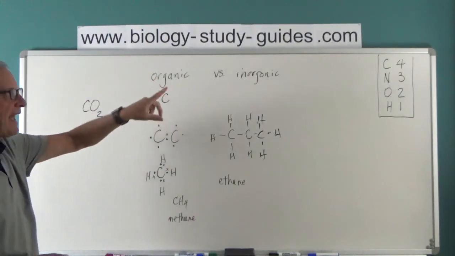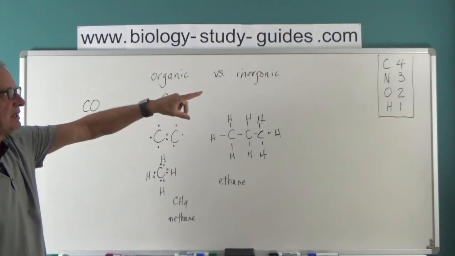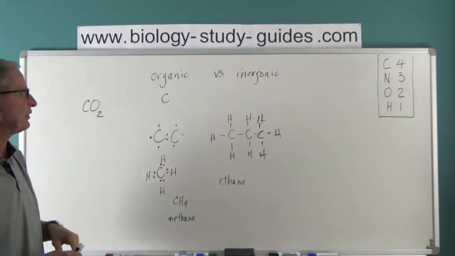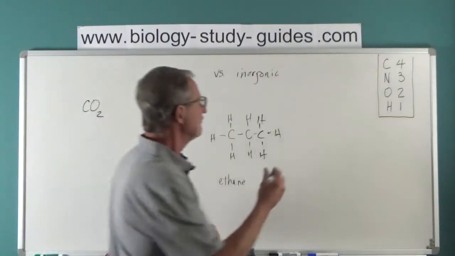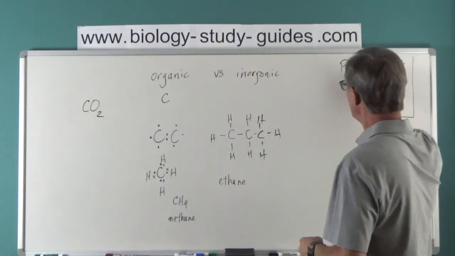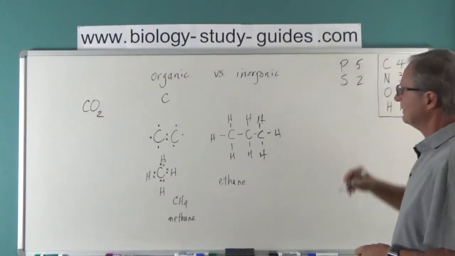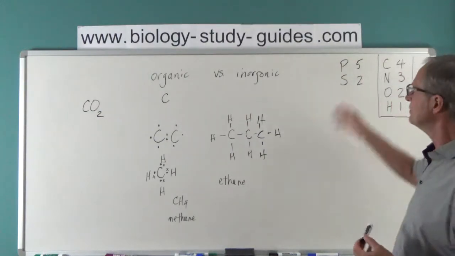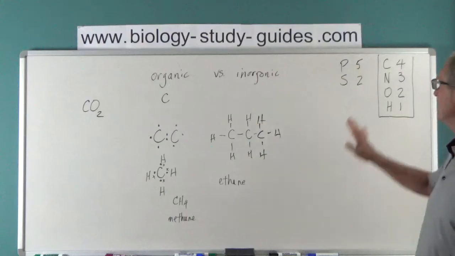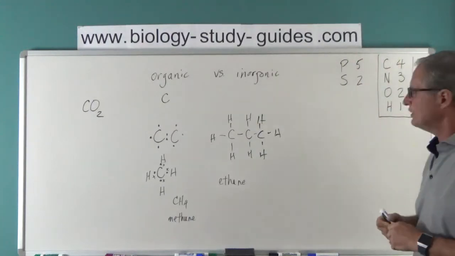Now there's other atoms besides C, N, O, and H which show up in organic molecules. We also have phosphorus. We have sulfur. Sulfur has 2 bonds. Phosphorus typically has 5 bonds, and so on like that. So you will see some of these things as well. But these are the ones that we're going to actually use the most.